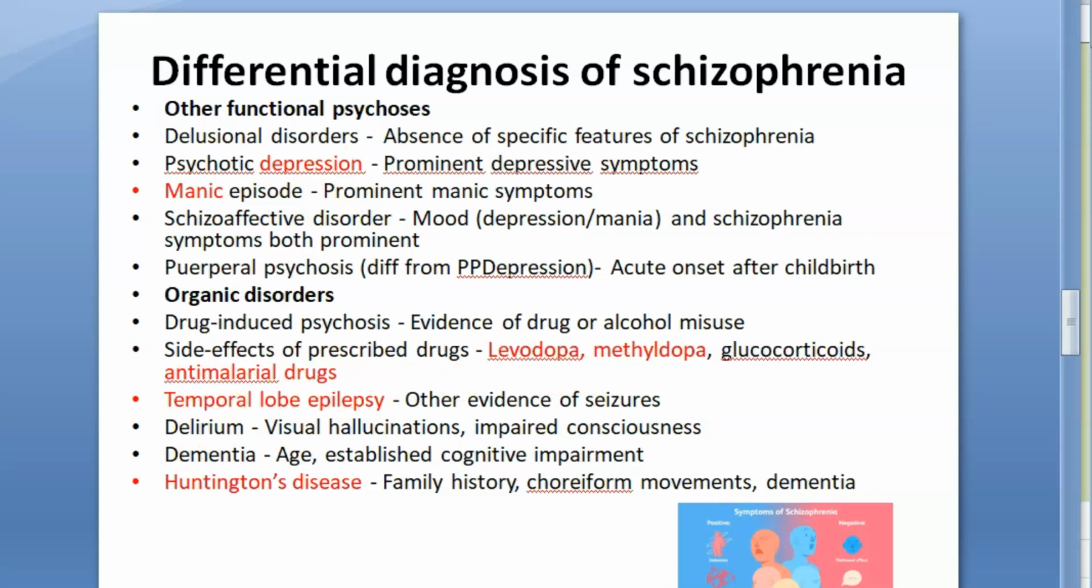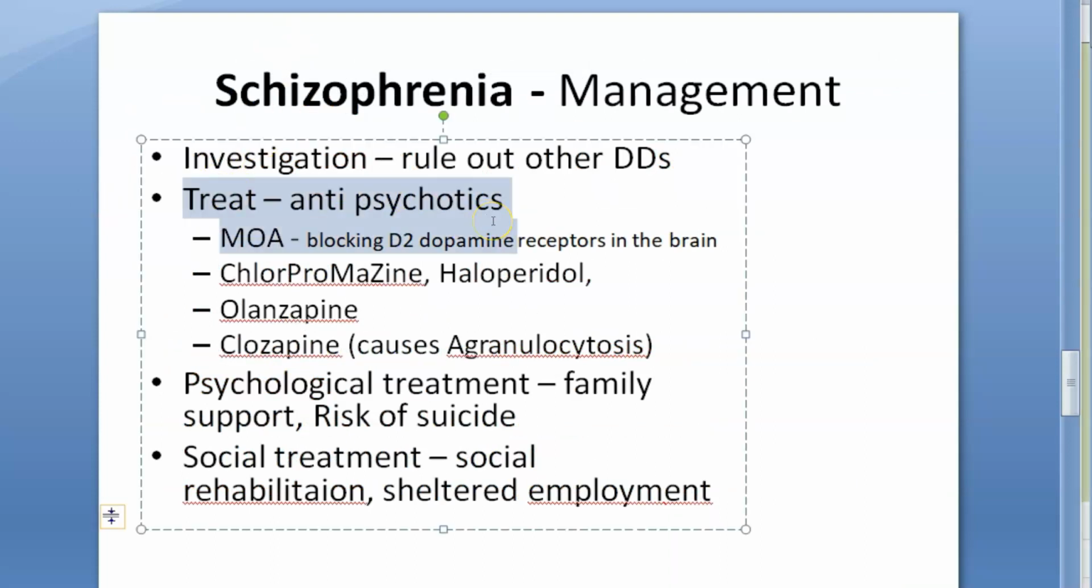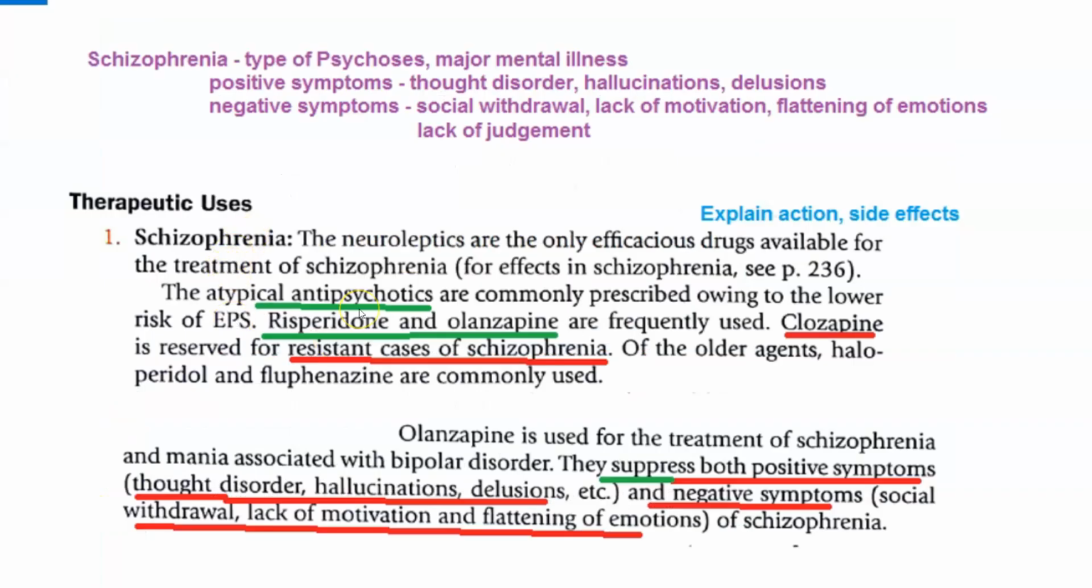The differential diagnosis can be mania, depression, drug therapy, Huntington's disease, temporal lobe epilepsy, etc. Management of schizophrenia, you have to rule out everything else, and then if it is schizophrenia, you have to give antipsychotics. You can give chlorpromazine, haloperidol, olanzapine. Clozapine only you will give if the other drugs don't work. So you will give atypical antipsychotics, risperidone, olanzapine, etc. Only in resistant cases they are giving clozapine, okay?